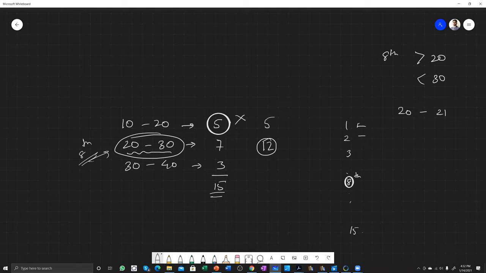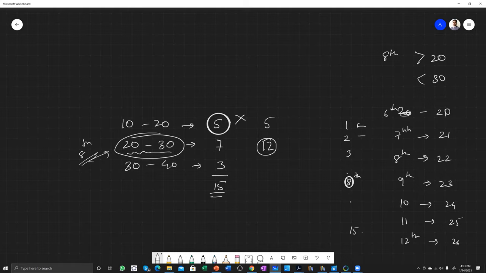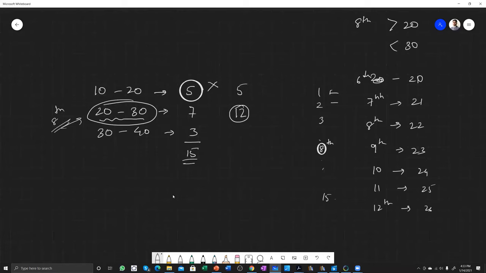So the sixth number is 20. The seventh number is 21, the eighth number is 22, the ninth 23, the tenth 24, the eleventh 25, the twelfth 26, like that. Do you understand? So now we are assuming the table to be like this. I distributed between 20 and 30, like that.